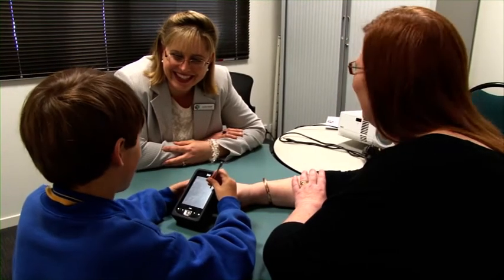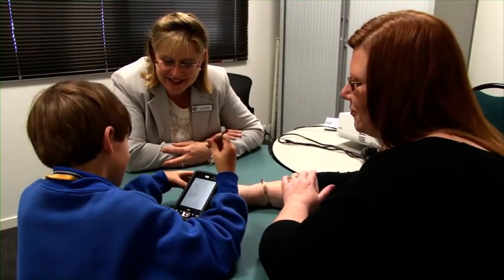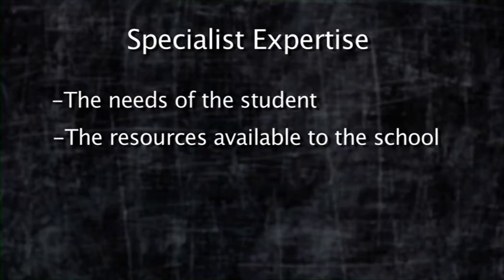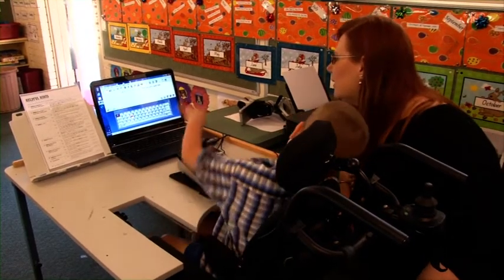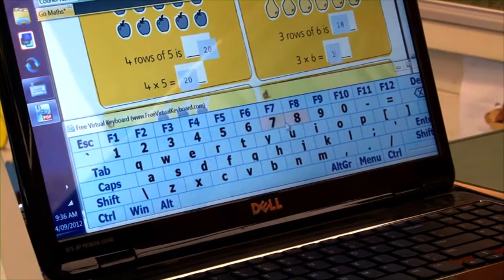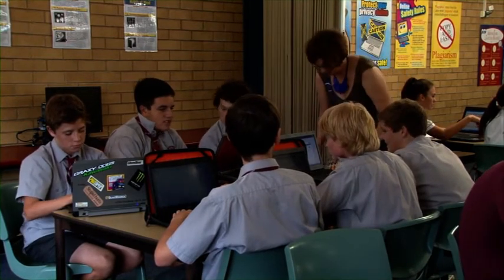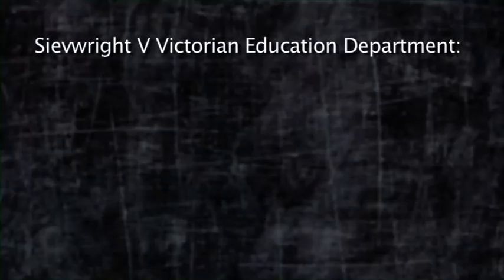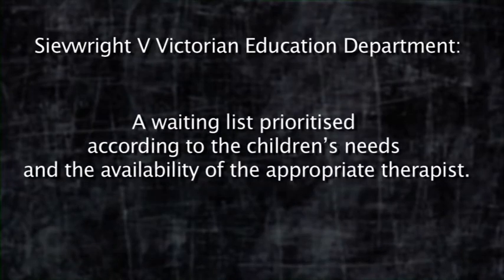What is reasonable in terms of what and how much specialist expertise is to be provided? Relevant considerations will be the needs of the student and the resources available to the school. The standards say that schools must take reasonable steps to ensure a student has access to a specialised support service which is necessary for the student to participate in his or her schooling. For example, schools may facilitate provision of support services by an external agency. A recent case about the standards acknowledges, however, that schools work with finite resources and that a waiting list for therapy may be appropriate where that list is prioritised according to the children's needs and the availability of the appropriate therapist.